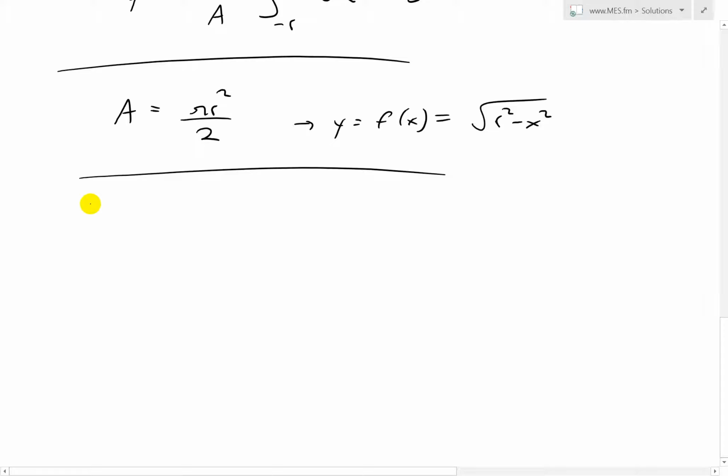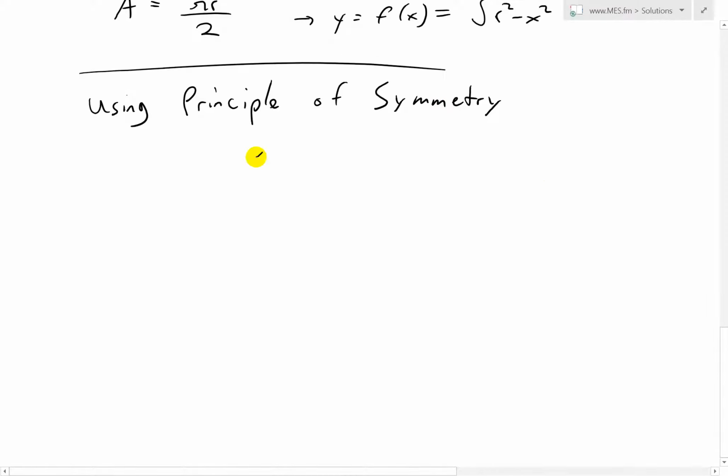So basically, using the principle of symmetry, which I went over in my last video, we can easily find that, so we don't need to actually integrate. By using the principle of symmetry, let's draw that plate again. The thin plate looks like this, x, y. It's something like that.